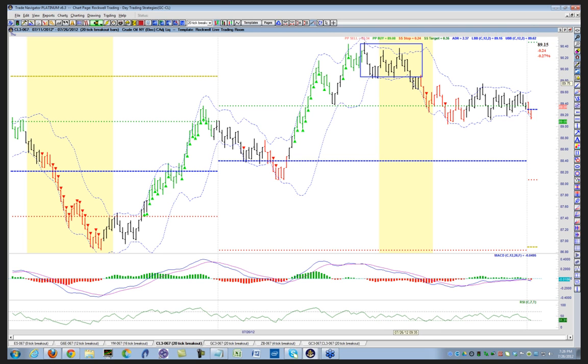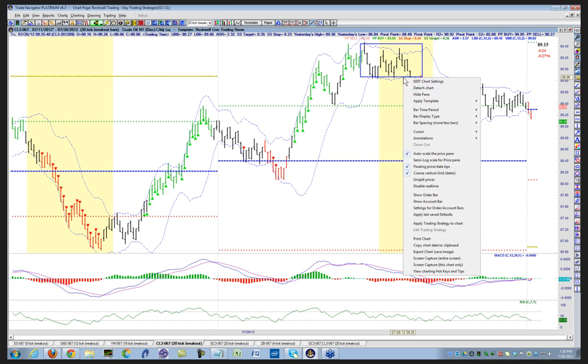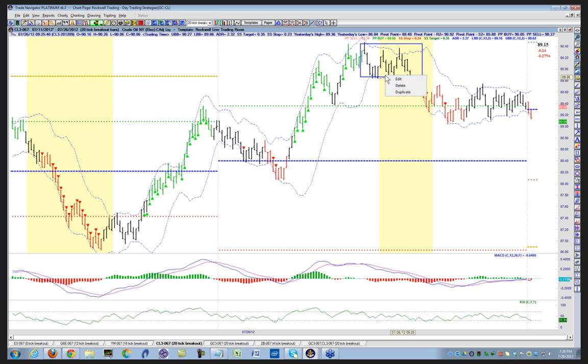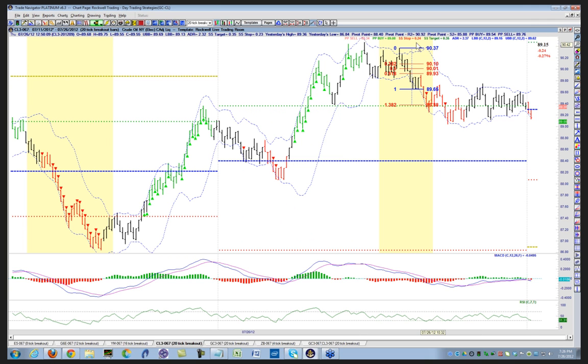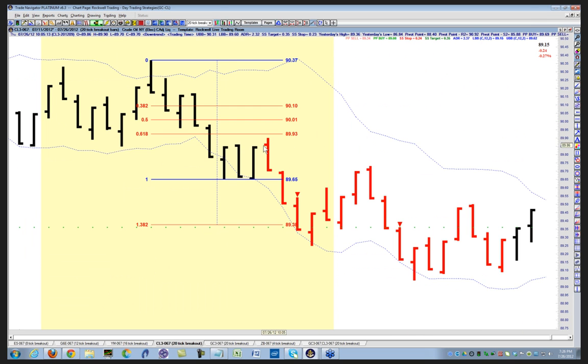Then we see that we have this push down. So let's take a look at this push down. Okay, we're looking from this high to this low, and we want to see if we get a retracement towards the 38.2 level. Now this one here, as you can see, is a little bit iffy. I'm making this a little bit bigger, zooming in. Okay, we miss it by a tick or two.